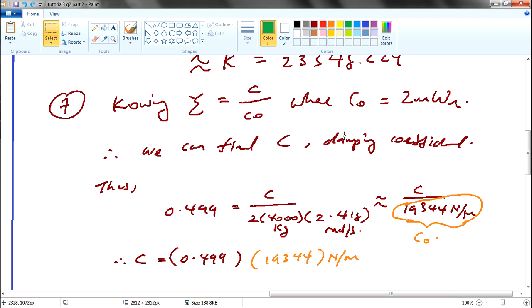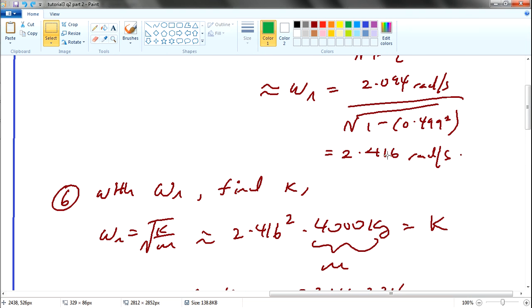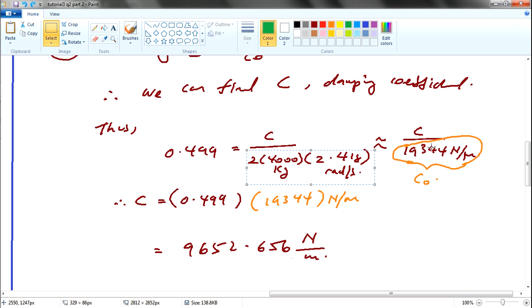Okay, so the critical damping coefficient is C naught, which equals 2m times the natural frequency omega. Since we know the natural frequency, everything is easy, we just sub in. Eventually, 2 times 4000 times omega 2.418, which we found earlier, and you eventually get C naught.